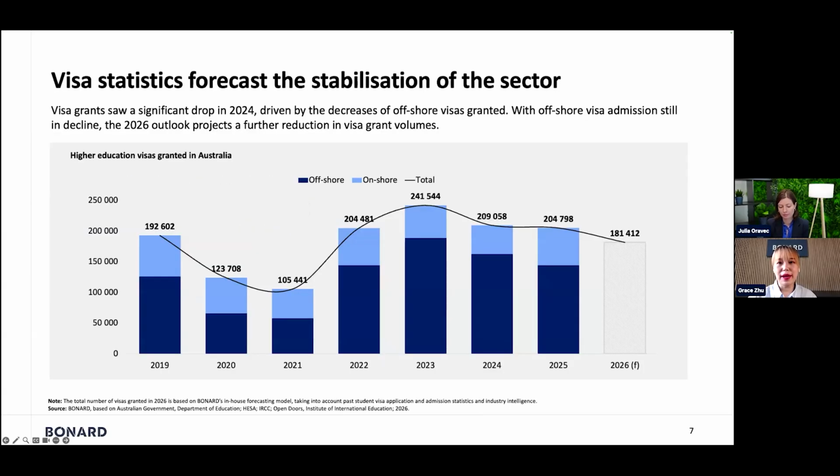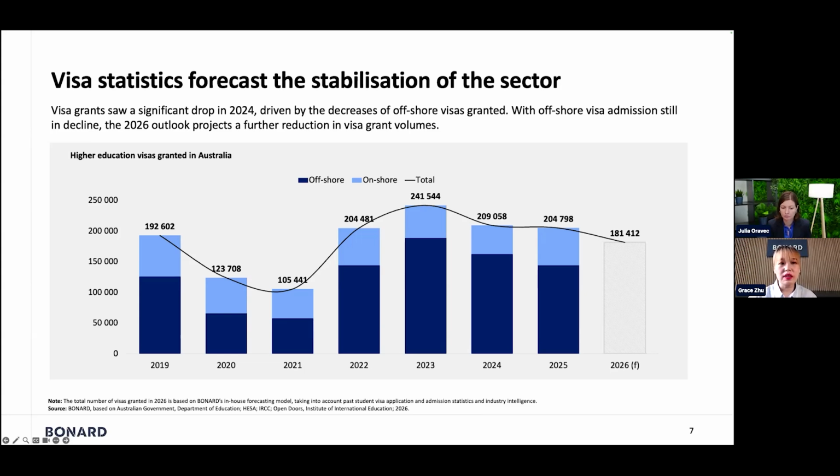So moving on to the next slide, we can take a look at what the visa pipeline tells us. This is where the picture gets even more subtle. This chart shows higher education visas granted in Australia from 2019, with our forecast for 2026. We can see that after the peak in 2023, the total number of student visas granted decreased sharply by 13% in 2024. The negative trend was somehow stopped in 2025, but the composition has changed.